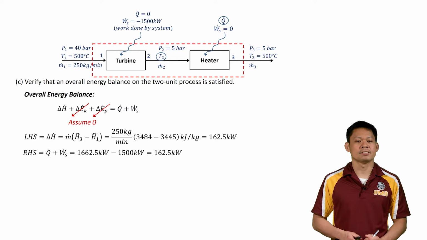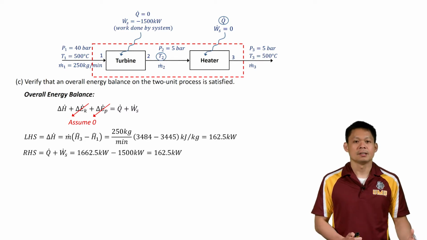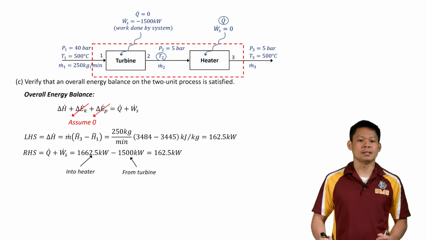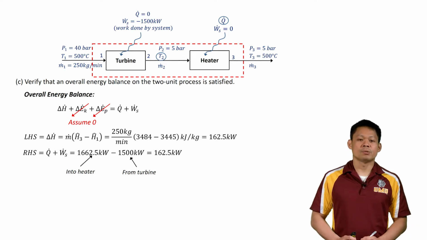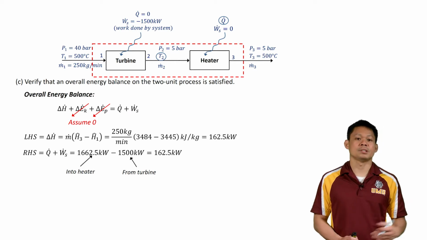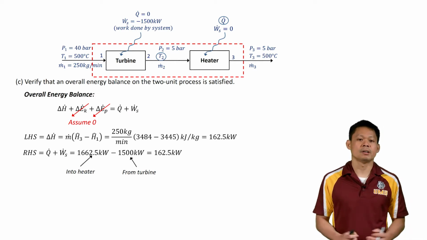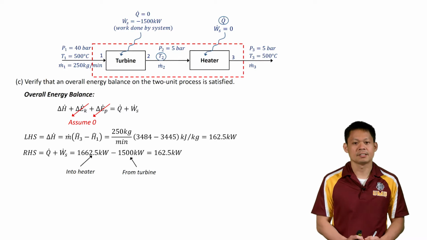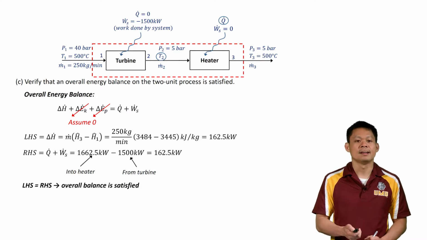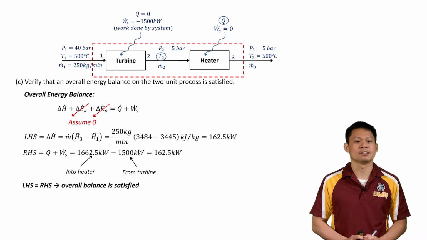In terms of the right-hand side, we have Q plus WS. Q comes from the heater, and we know that that was 1662.5. That was our part B. And we know that shaft work was minus 1,500 kilowatts. That was given in the question for part A. If we put it all together, you can see that it is 662.5 kilowatts. We see that the left-hand side is indeed equal to the right-hand side, so the overall balance is satisfied, which should be the case.